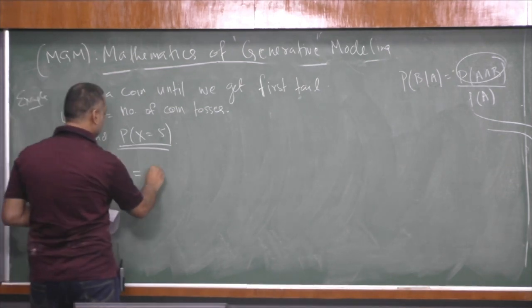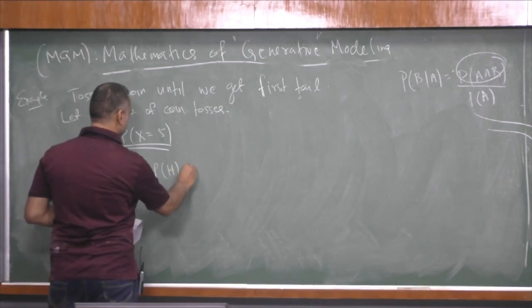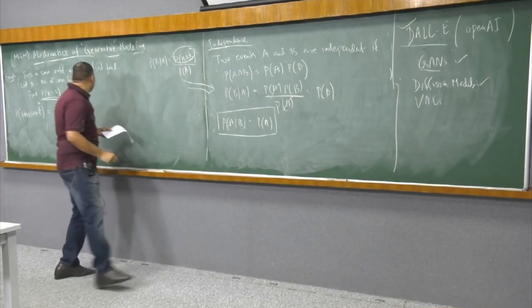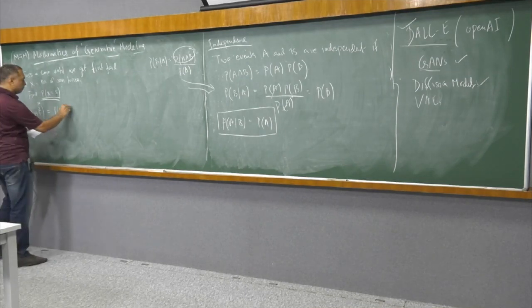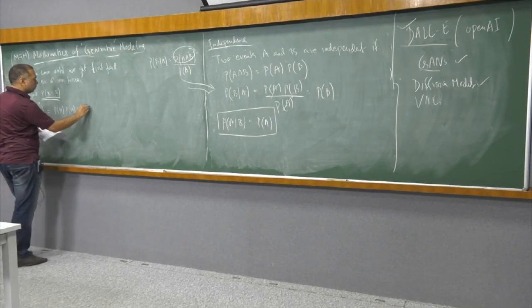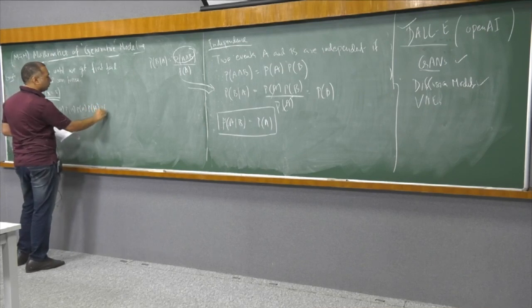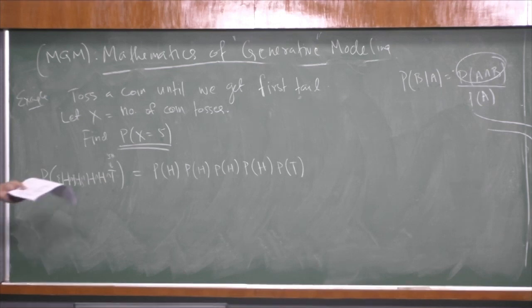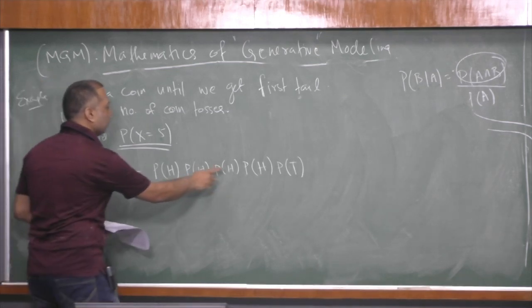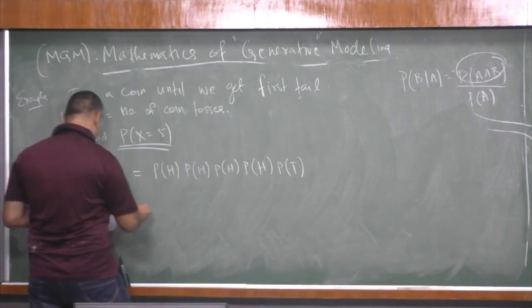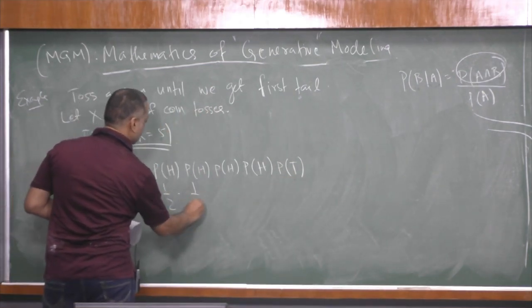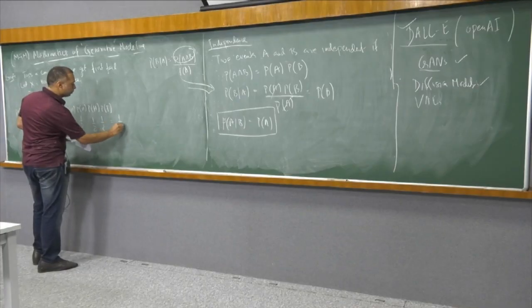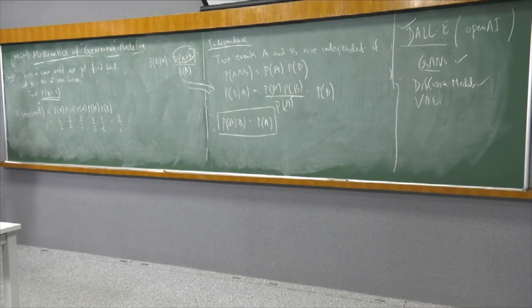Since they are independent, this is a product. Independent means the intersection is the product. So in this case it's the product of all 5: probability of head, probability of head, probability of another head, and probability of tail. And the individual probabilities I know. If I toss a coin, what is the probability of H? It's half. So this will be half, half, half, half, and half again. So this is 1 over 2 to the 5, which is 1 over 32.